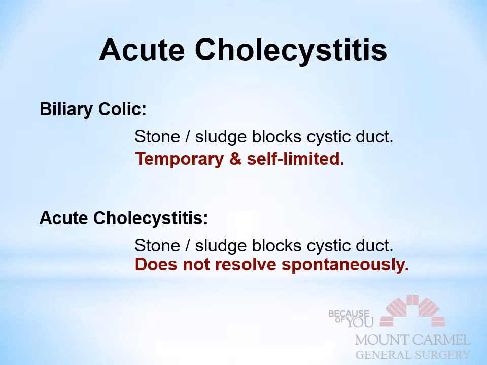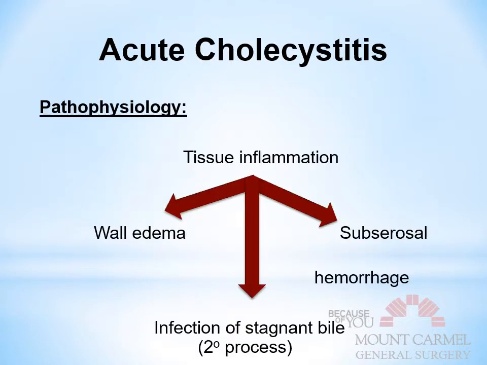A lot of patients, if they have a resolving picture, can really be treated more like a chronic cholecystitis picture. They do have tissue inflammation, which leads to wall edema, and infection of stagnant bile, which is kind of a secondary process on top of it all. It's important to say that because the infection of the bile is not the primary issue.